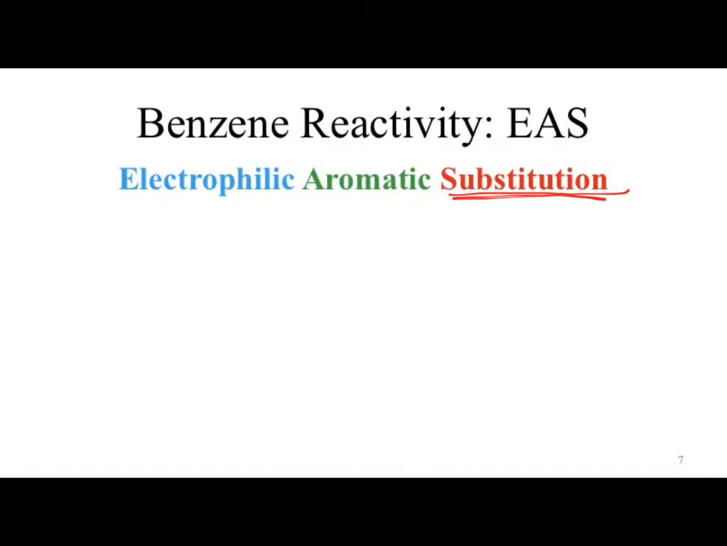So let's break down the name first. Starting with electrophilic. What does that mean? Electron loving. So we're probably looking at a species that would accept electrons. Okay? So we're looking at an electron acceptor. Aromatic, what do you think that's going to refer to? Probably a benzene ring, good guess. And in the substitution, we're swapping one atom for another. Okay? So let's try and figure out some kind of pattern that we can get out of this.